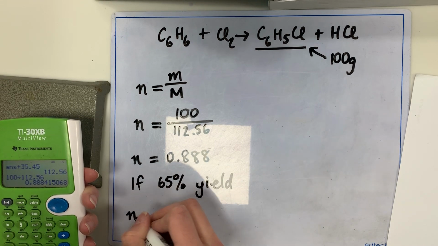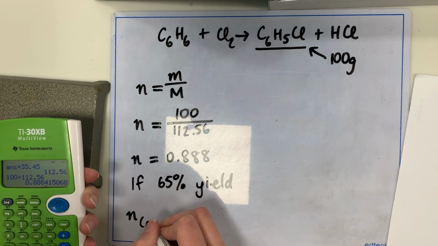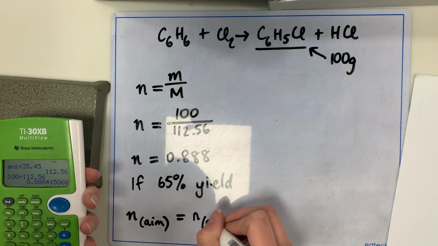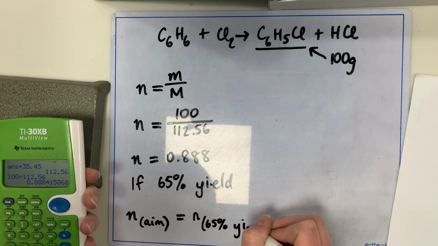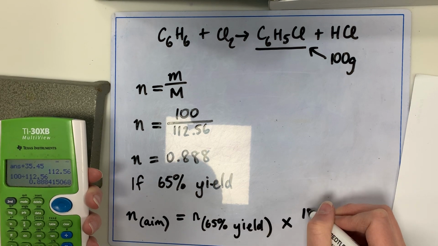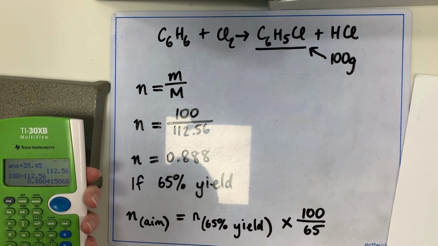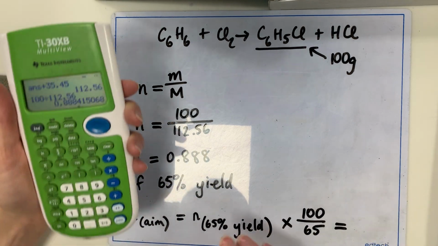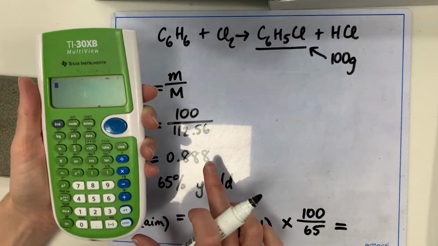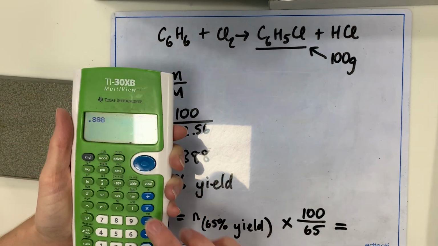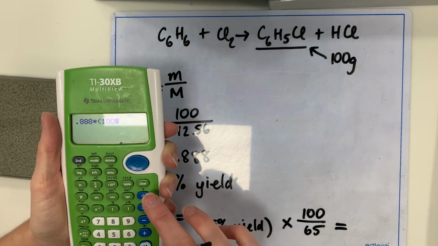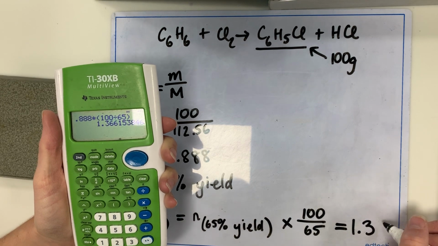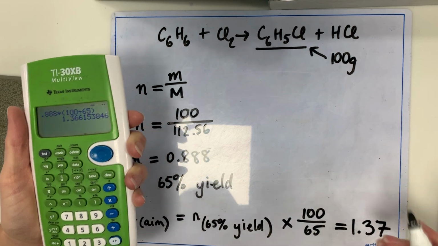So moles, I'll just write that we aim to make is the moles at 65% yield multiplied by 100 over 65. So we take our moles here, I'll go with our rounded value, 0.888, multiplied by 100 over 65, which means we need to actually aim to make 1.37 moles. So that's what we're looking to make.